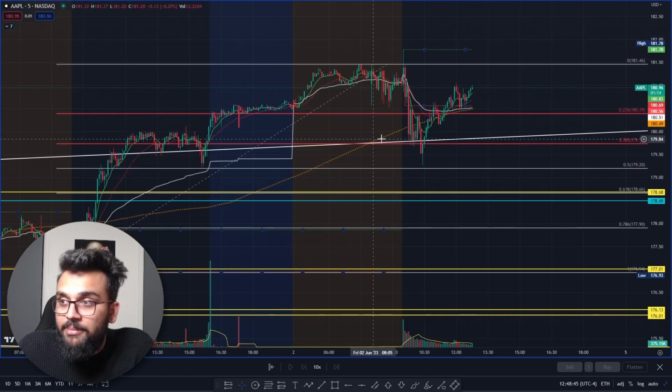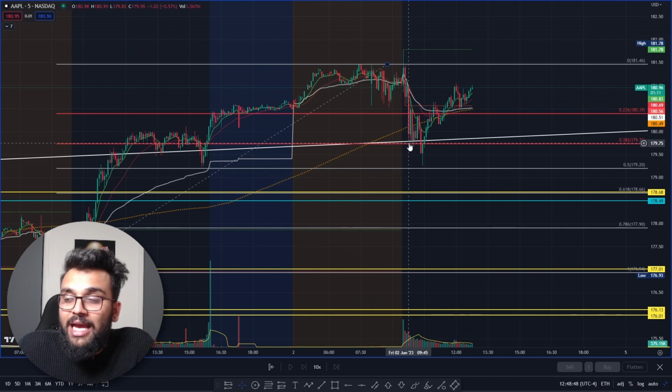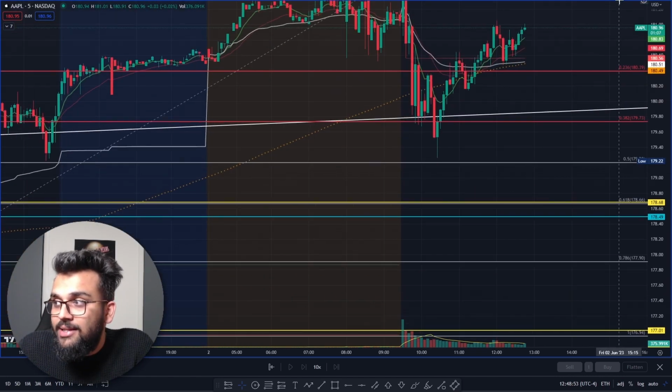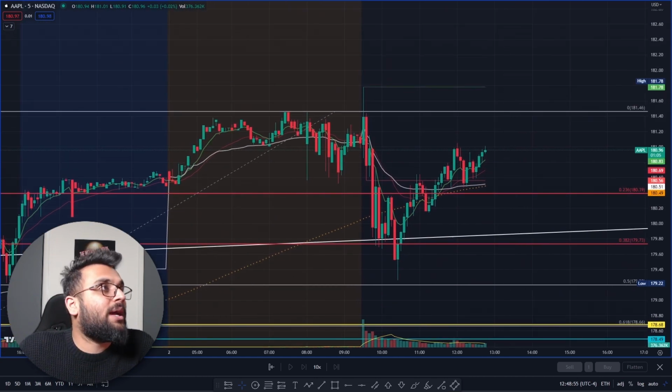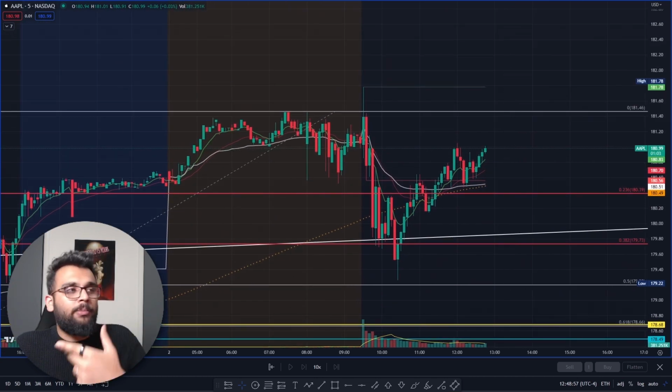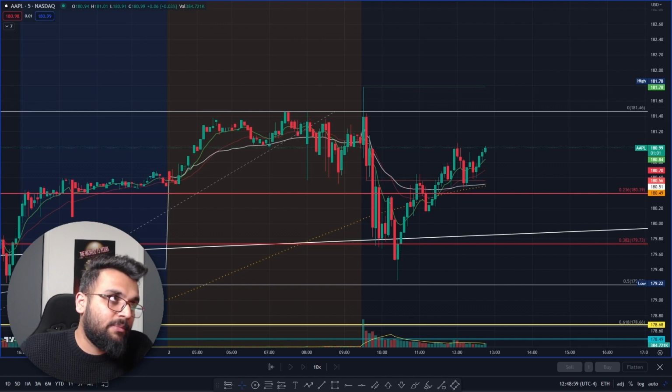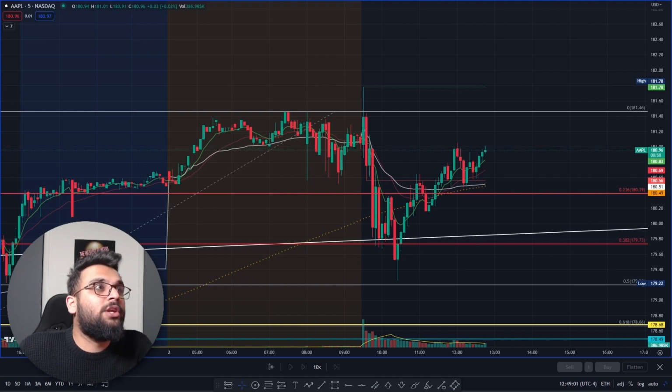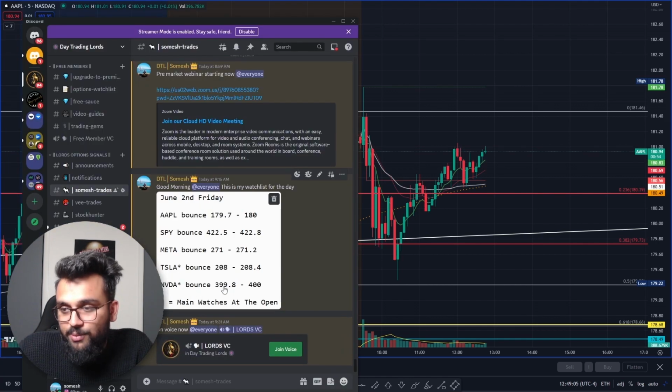I drew my Fibonacci, and the Fibonacci came in as a confluence with this trend line. This is exactly where I entered, and I even mentioned this with my team as well. We do pre-market webinars every single day with my team. In the pre-market webinar, I literally said, this is Nvidia, which I was watching, is a bounce. And this is Apple, which I was watching, a 180 to 179.7 bounce.